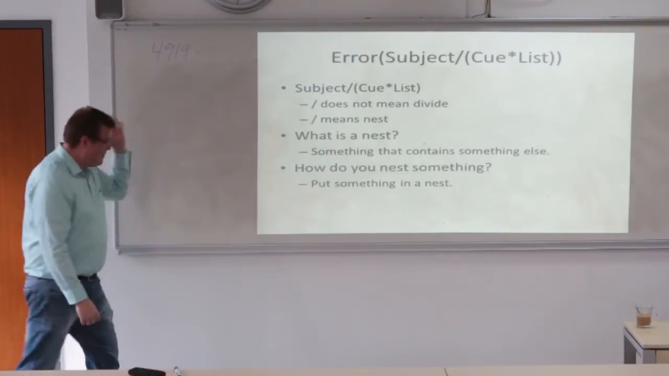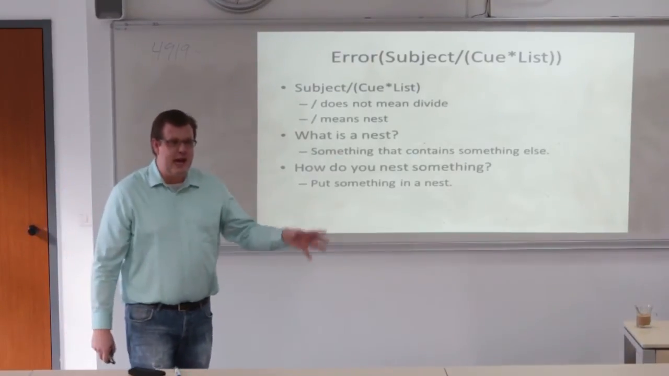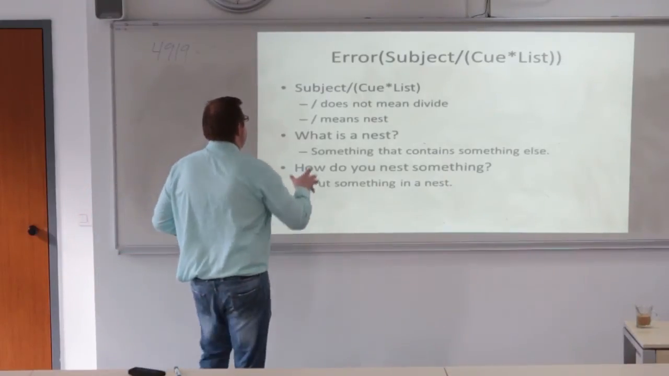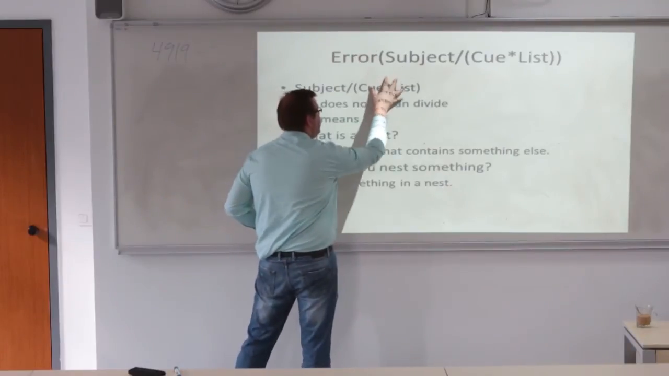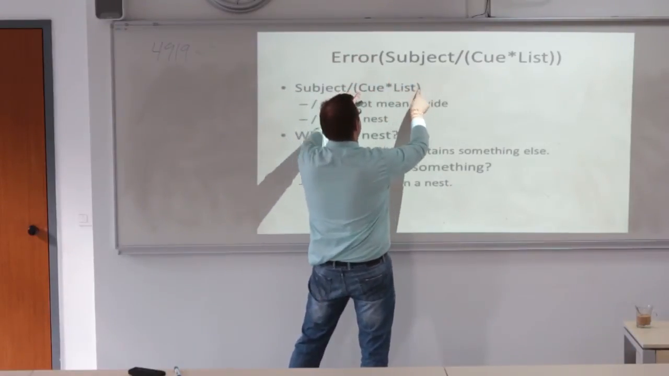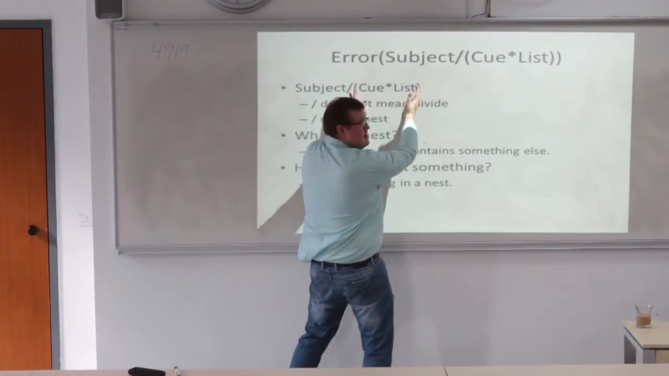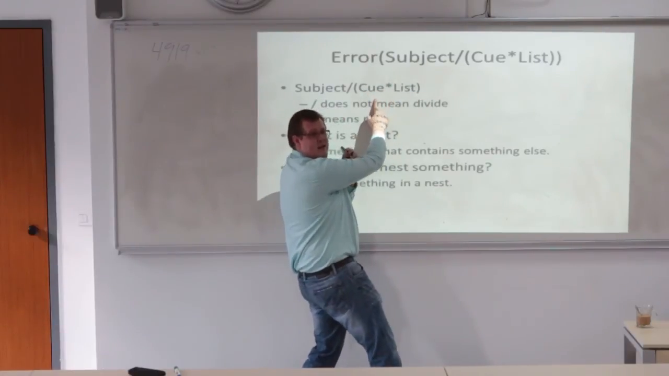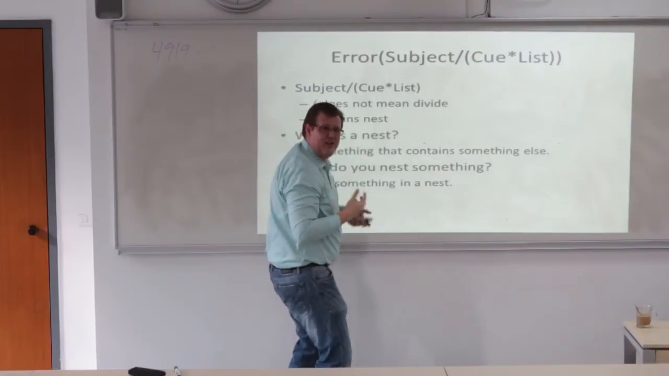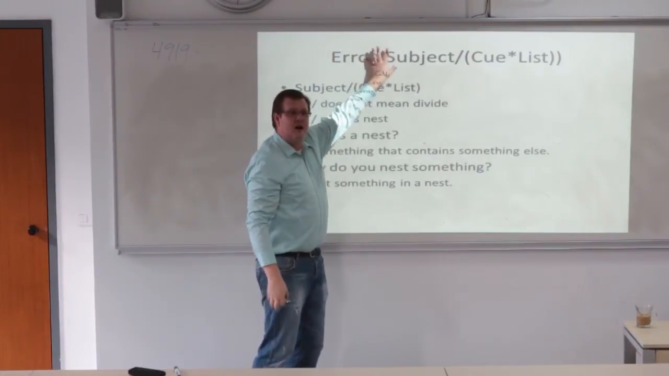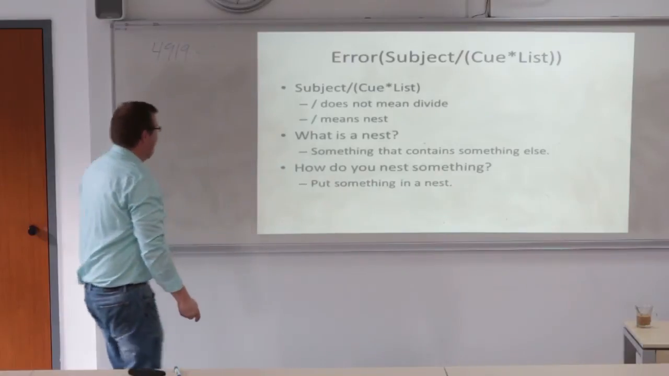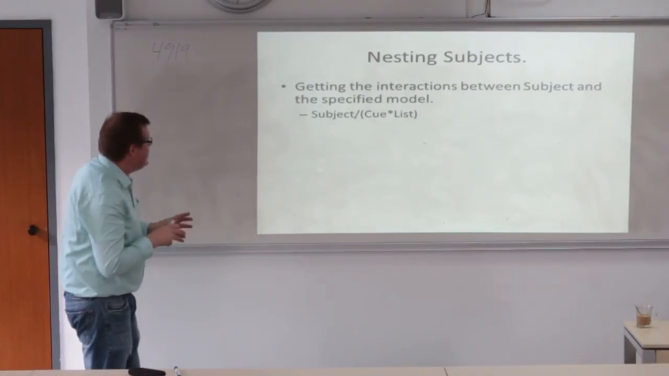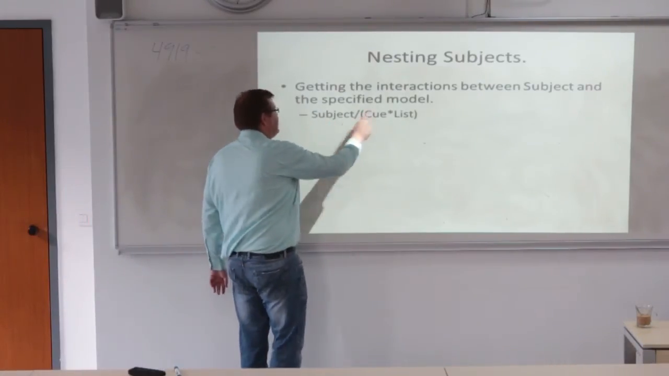And how do you nest something? Well, you put something in a nest. Put the egg in the nest, right? So what we're doing is we are going to nest this in here. Look, see how you have this little nest here? It's a nest and it holds stuff. There's an interaction between the twigs and the fiber and all that other stuff. We're going to nest our little subjects inside that nest. Nesting subjects. So what we're doing is we're getting the interactions between subject and the specified model.